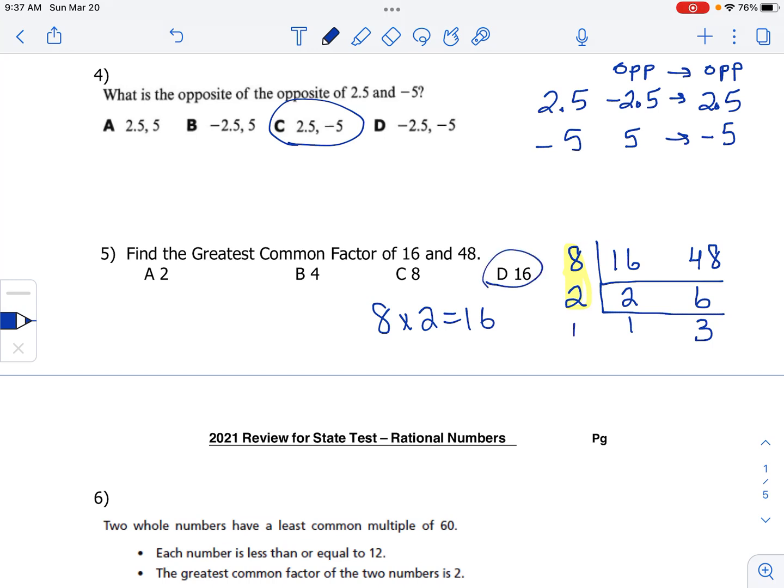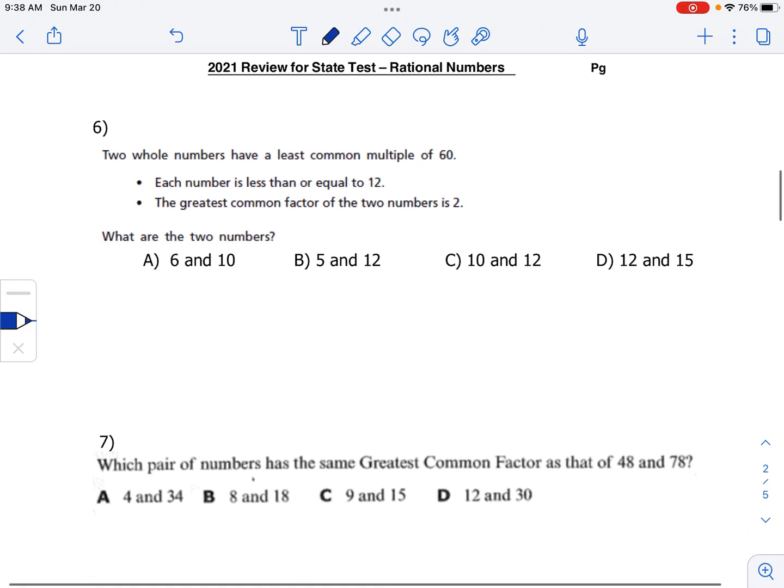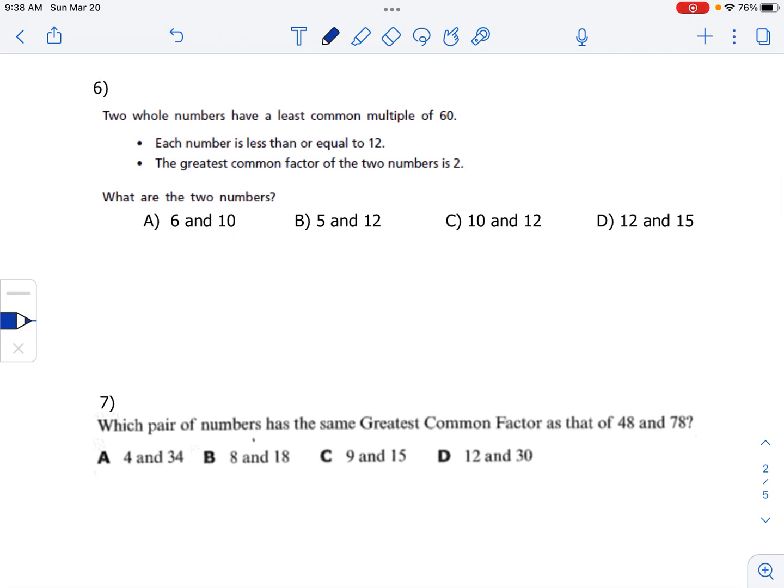Now remember, when you're dividing at the beginning, you could have started with maybe 4 or 2 or 16 right away. So your ladder may look different than mine, and that's okay. You should come out with the same greatest common factor.